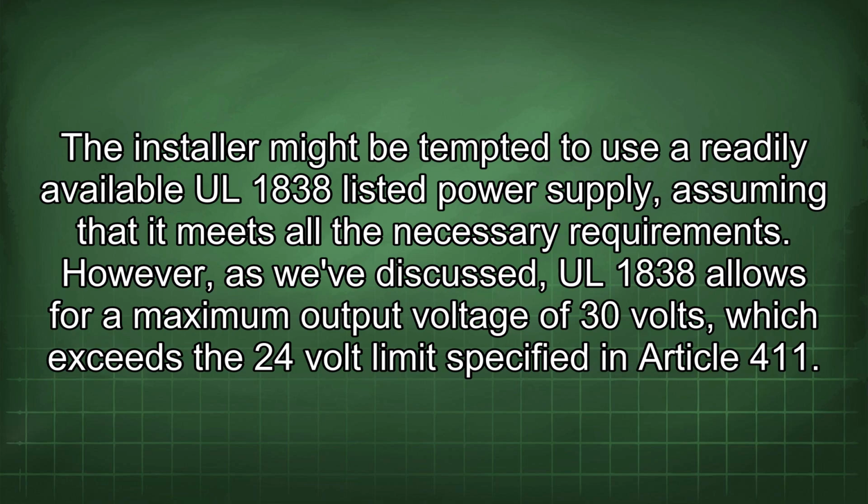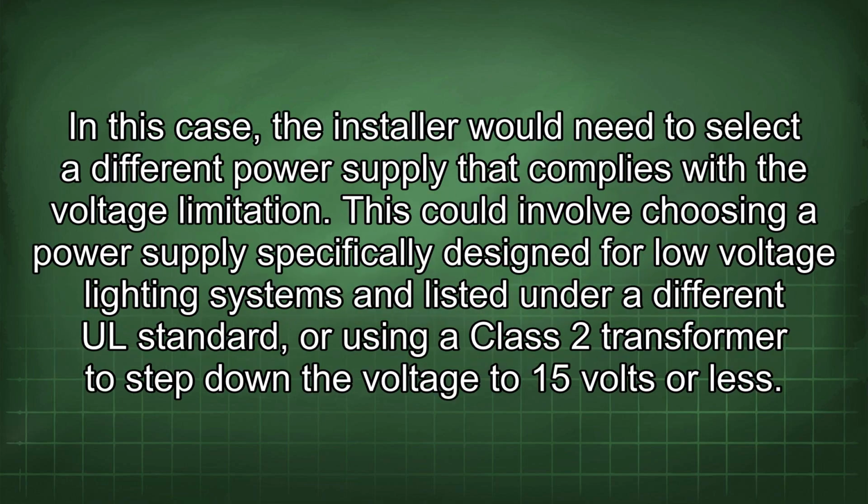However, as we've discussed, UL 1838 allows for a maximum output voltage of 30 volts, which exceeds the 24-volt limit specified in Article 411. In this case, the installer would need to select a different power supply that complies with the voltage limitation. This could involve choosing a power supply specifically designed for low-voltage lighting systems and listed under a different UL standard, or using a Class 2 transformer to step down the voltage to 15 volts or less.